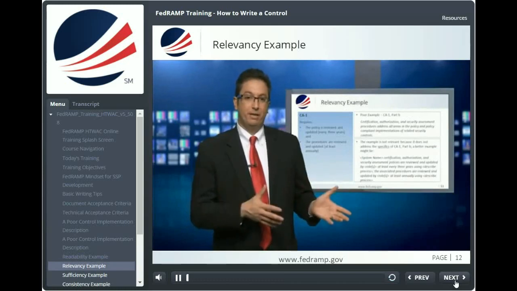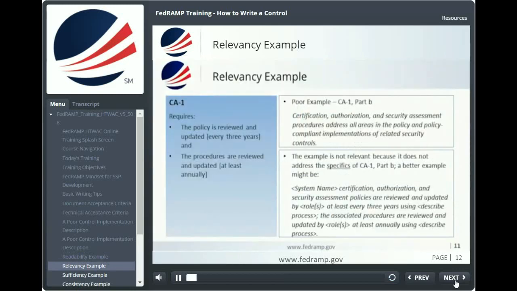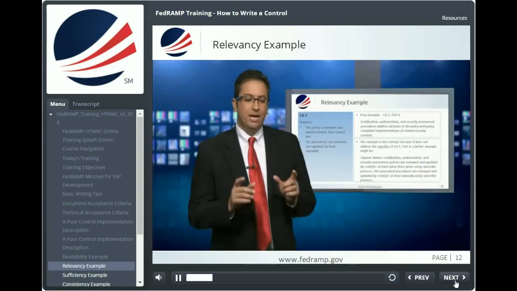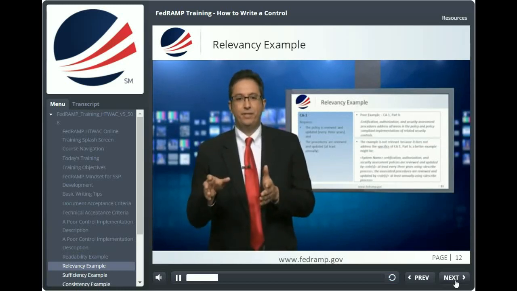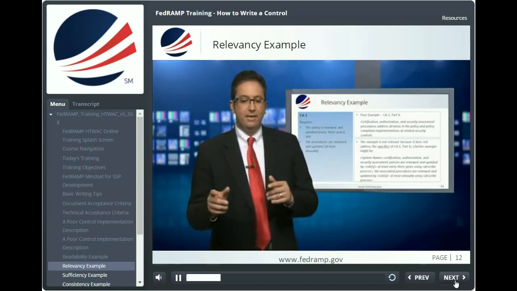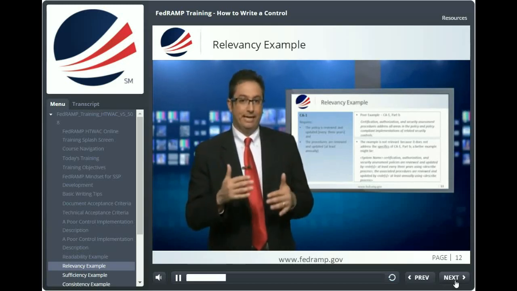All right, so that was just readability. Let's talk now about relevancy. Here's an example of relevancy for you. For CA-1, the Security Assessment and Authorization family, CA-1 policies and procedures, the control requires that the policy is reviewed and updated every 3 years, and the procedures are reviewed and updated at least annually. So you have to remember, between NIST 800-53 Revision 3 and NIST 800-53 Revision 4, the -1 controls, the policy and procedure controls, their structures were manipulated a little bit.